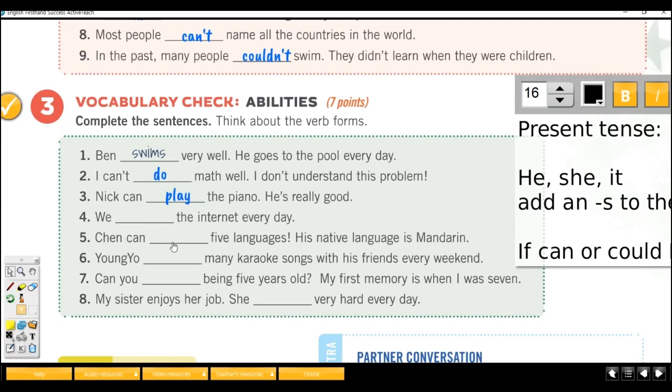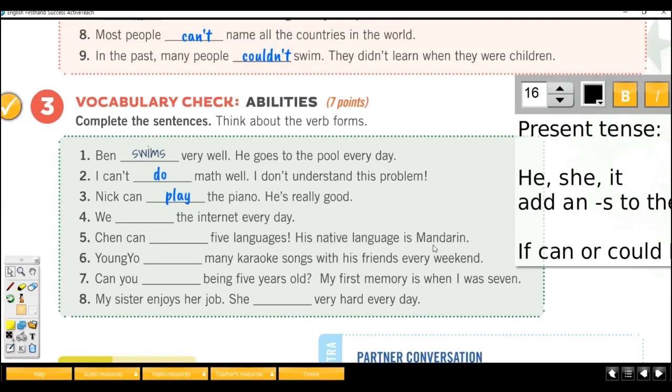Chin can something 5 languages. His native language is Mandarin. Okay, so Chin can something 5 languages. Okay, 5 언어. Can 언어 같이 나오는 동사 어떤 거예요? What's the verb that usually comes with languages? Okay.